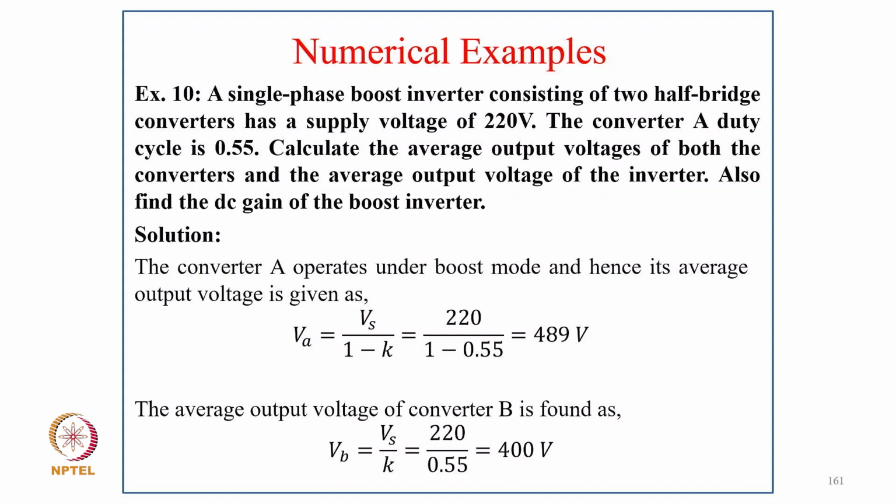Coming to example 10. A single phase boost inverter consisting of two half bridge converters has a supply voltage of 220 volt. The converter duty cycle is 0.55. Calculate the average output of both the converters and the average output voltage of the inverter, also the DC gain of the boost converter.